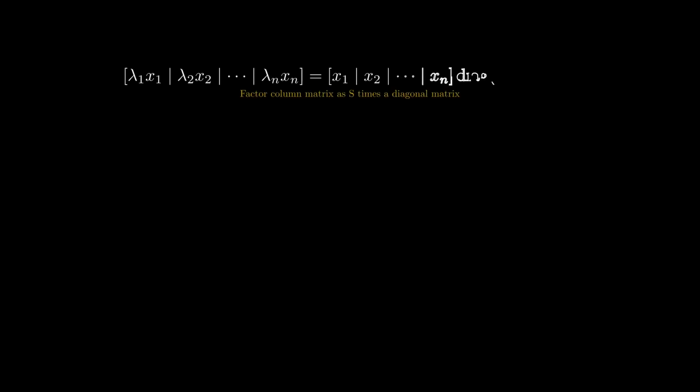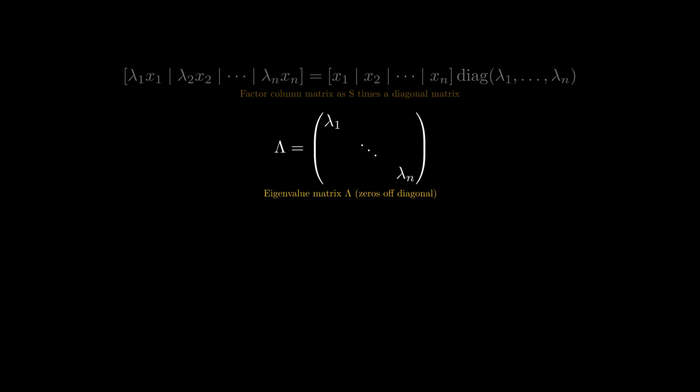Here's the refactoring trick. That column matrix factors as S times a diagonal matrix. Call it capital lambda, the eigenvalue matrix, with lambda 1 through lambda n running down the diagonal and zeros elsewhere. Why does this work? Multiplying S on the right by a diagonal matrix scales each column of S independently. Column 1 of S gets multiplied by lambda 1, column 2 by lambda 2, and so on. That is exactly what eigenvalues do. So we arrive at AS equals S lambda. This is our master equation.